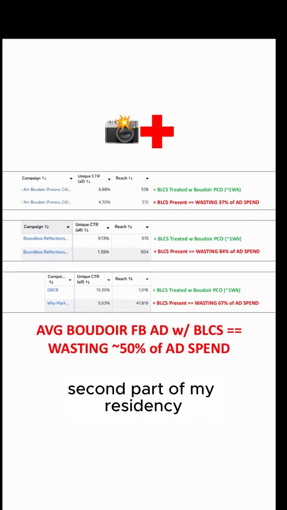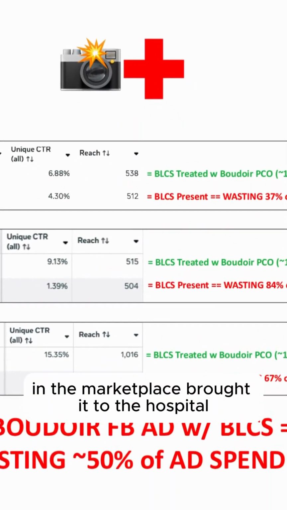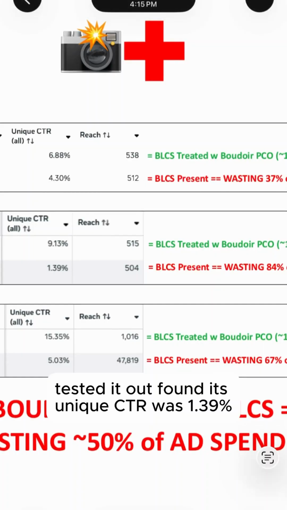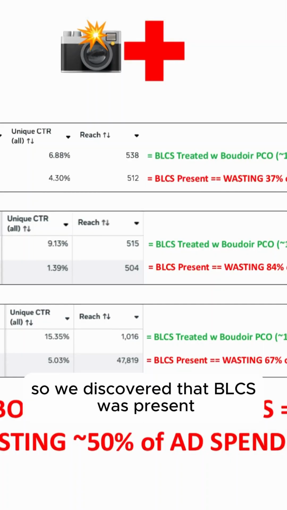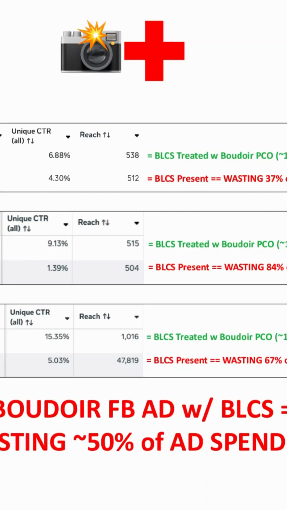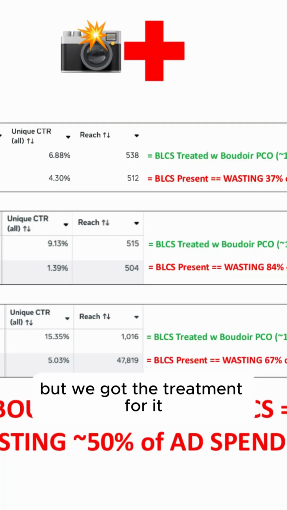All right, second part of my residency, I found another Boudoir Facebook ad out there in the marketplace, brought it to the hospital, tested it out, and found its unique CTR was 1.39%. So we discovered that BLCS was present. Unique CTR under 6% is BLCS, Boudoir click syndrome, but we got the treatment for it.